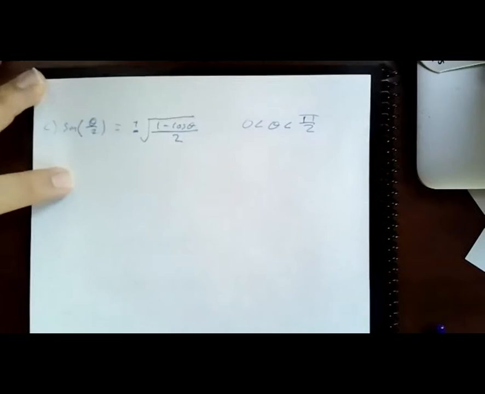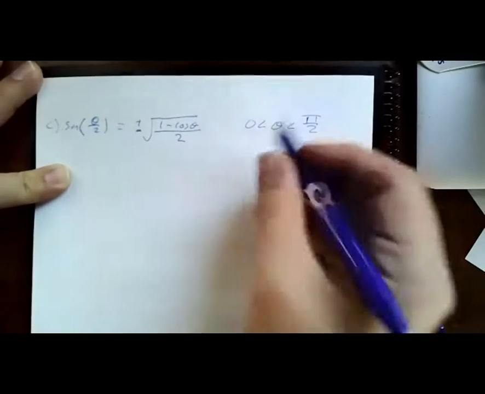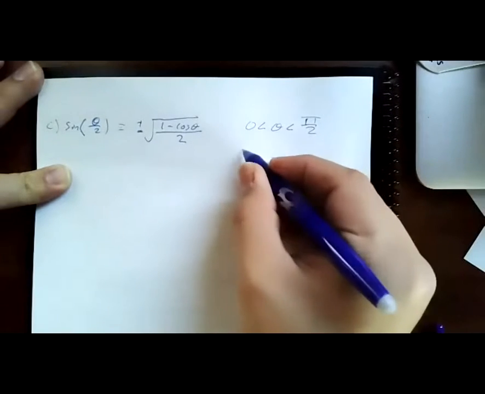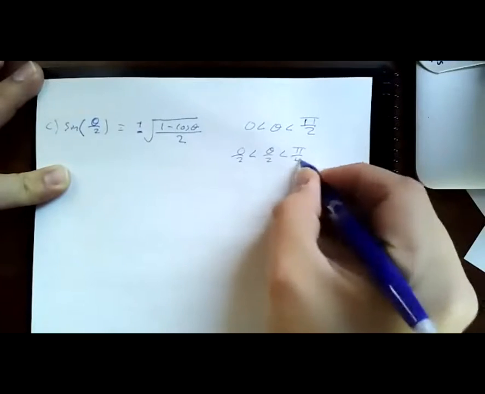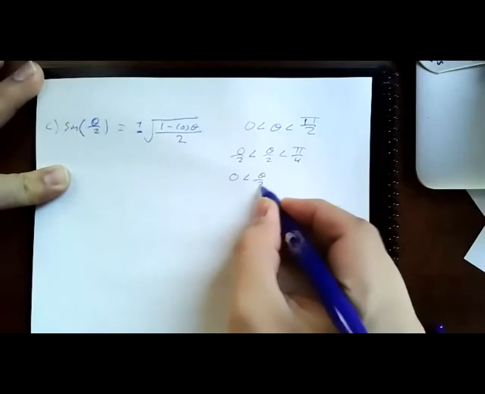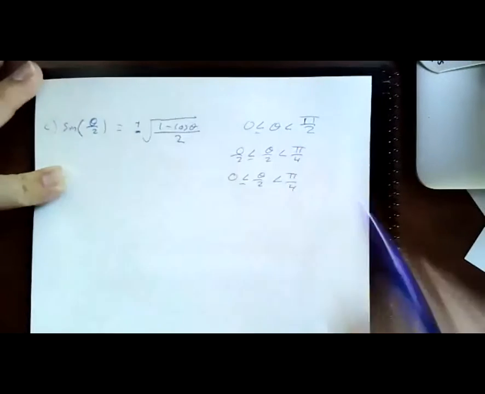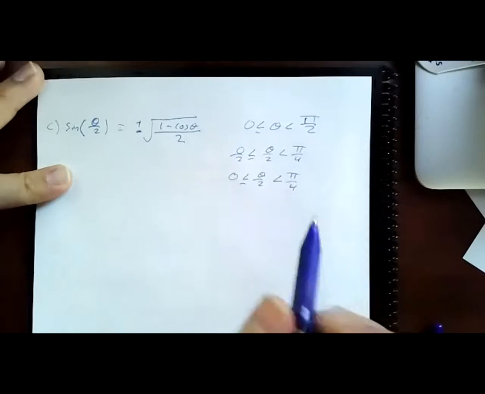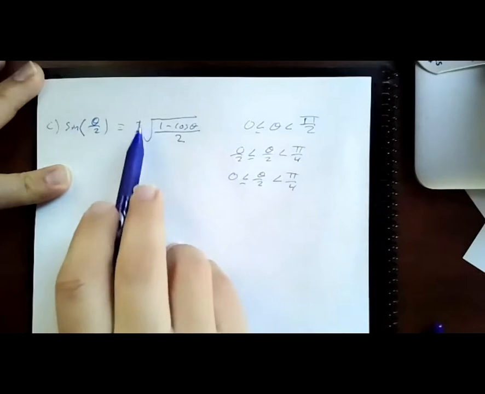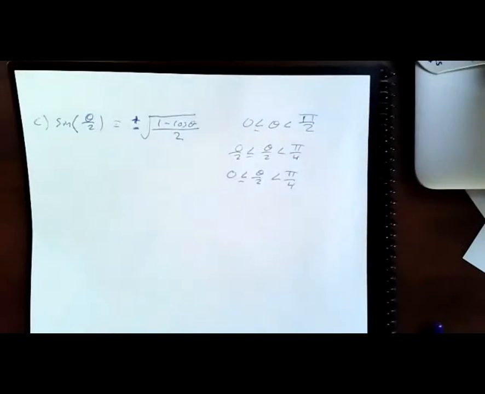This is part C. But notice they have a theta over 2 in here, not a theta. So if you divide everything by 2, you would get this, right? So this will tell us whether or not we should pick plus or minus here. Because we're using the formulas, but they don't tell us which one to use. That's determined by the angle.